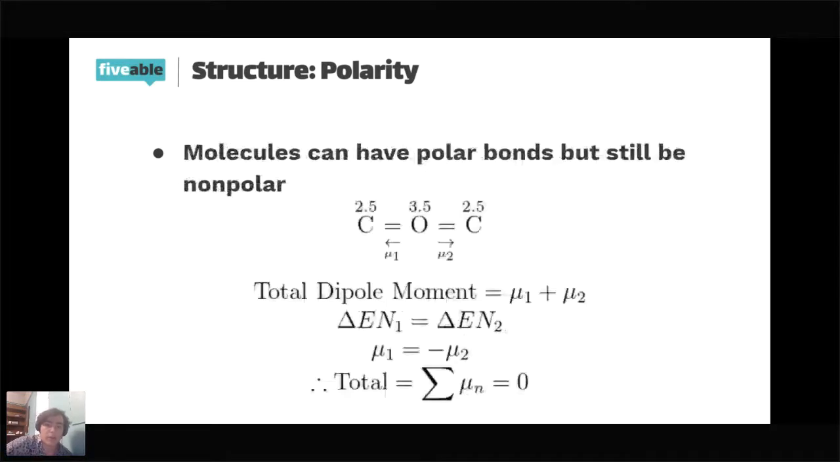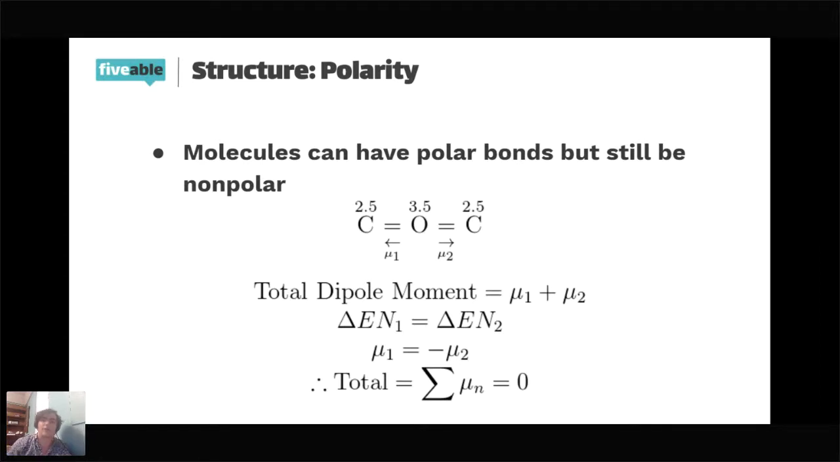But for example, a molecule can have a polar bond but still be nonpolar. So for example, we have CO2 right here. And the CO bond is polar because oxygen has a 3.5 electronegativity, carbon has a 2.5 electronegativity. So those are polar bonds. However, there's something called vector addition. It's just fancy words for the dipoles are going in opposite directions. So they're going in opposite directions and they're the same in strength, so they essentially cancel each other out.